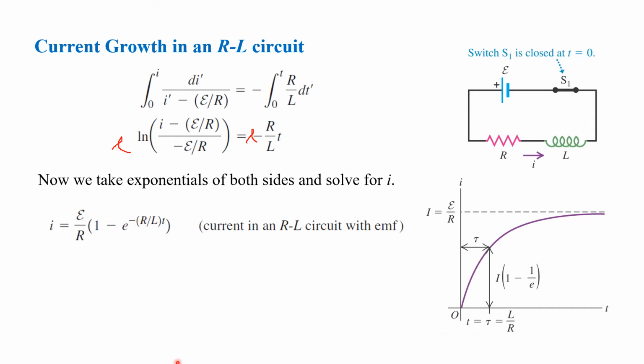This equation here is the current in an RL circuit with an EMF. So what happens is you have this current growth here. It does not start automatically from the maximum current, which is equal to epsilon over R, but it starts at 0, and then there is this exponential gradual change in your current. And again, this is because of your inductor, which opposes the change in your current.